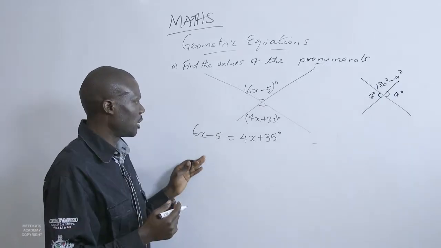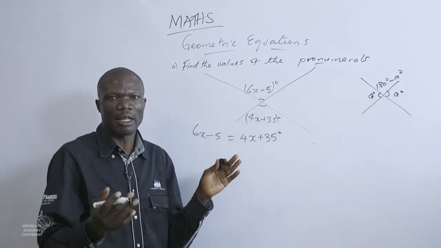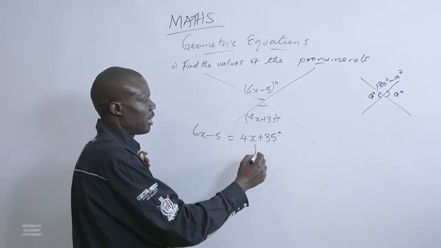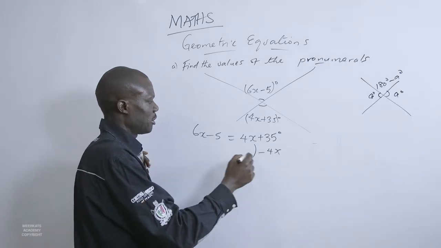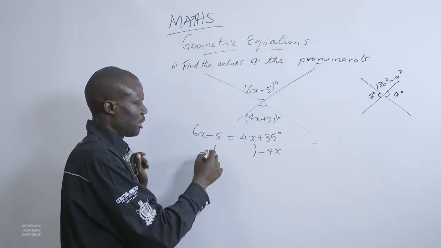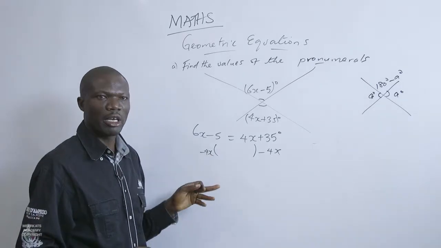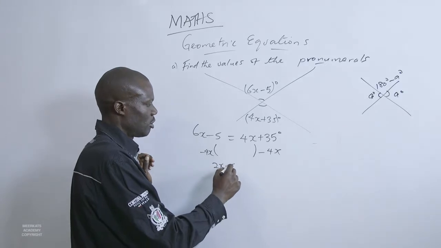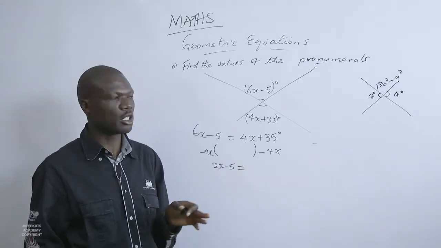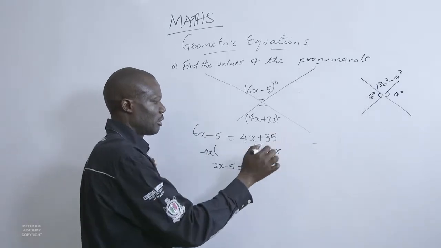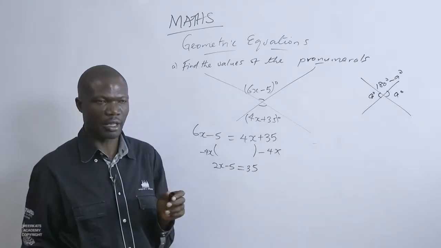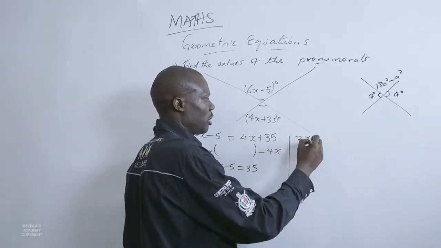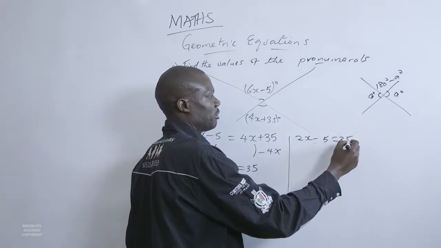We can find the value of the pronumeral by doing the subtraction, and then we solve. So we have x on both sides. The first thing, eliminate 4x here, and also eliminate 4x on the other side. 6x minus 4x is 2x. On the other side, 4x minus 4x is 0, so we shall remain with 35. So we have 2x minus 5 is equal to 35.